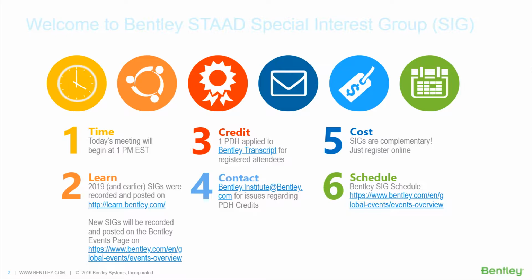Lastly, we do give 1 PDH credit, and those are still available on your Bentley transcript. To achieve your certificate for today's session, you're going to go to learn.bentley.com. You're going to go to My Training History, and you can print out a transcript for today's session.